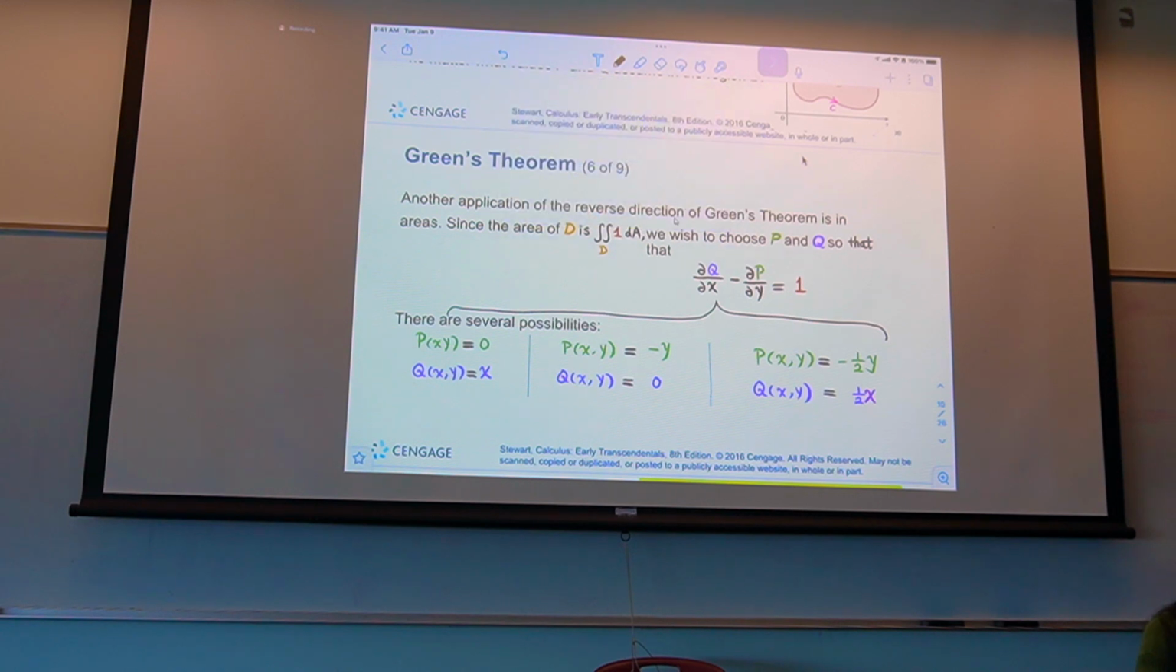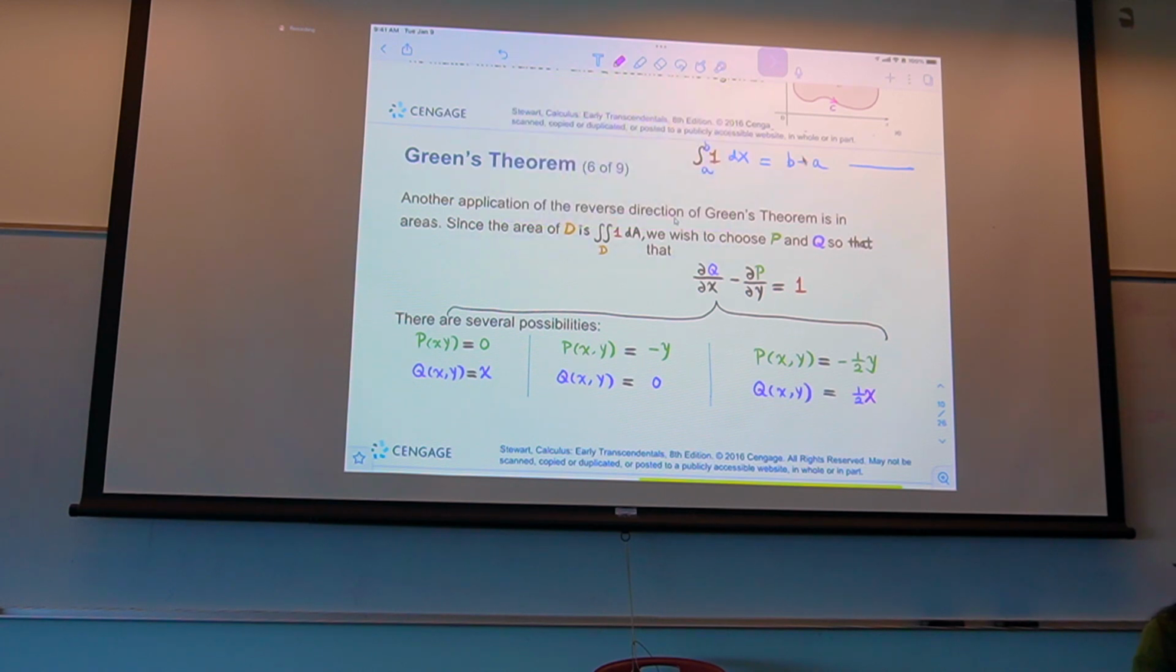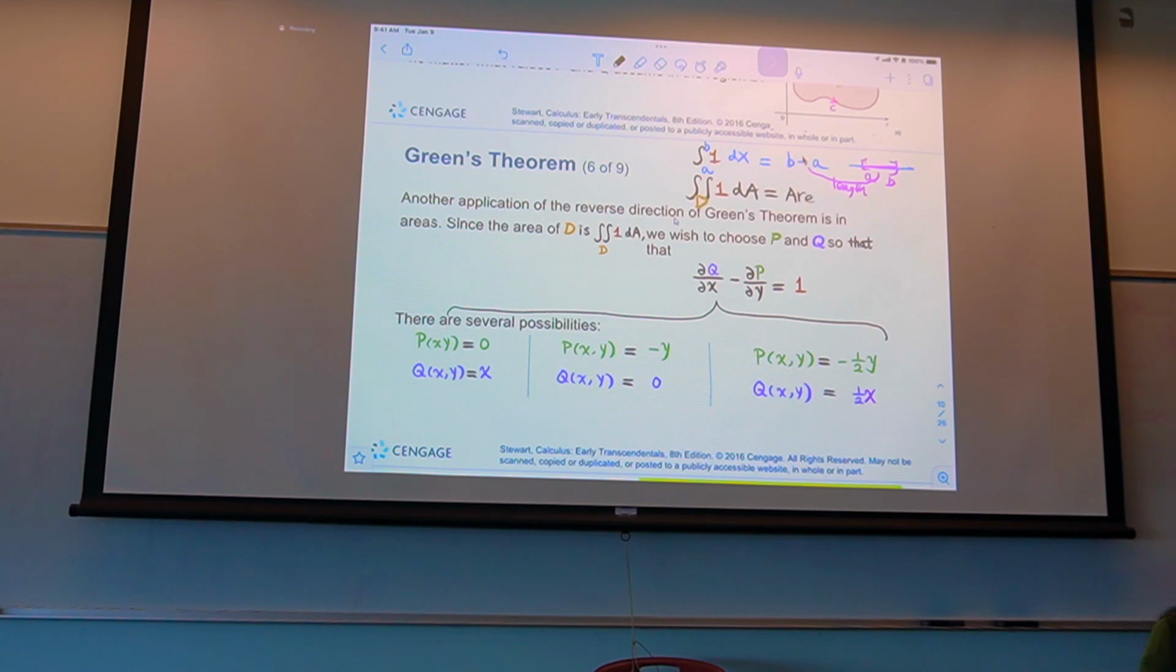So if you have the single integral of 1 dx, x going from a to b, that is going to give you what? b minus a, and that is what? That is the length of the interval, right? Okay. So this is the length of this interval. And when you take the double integral of 1 over a region, let's say D, what do we get? We get the area of the region D, the area of this region D right here.